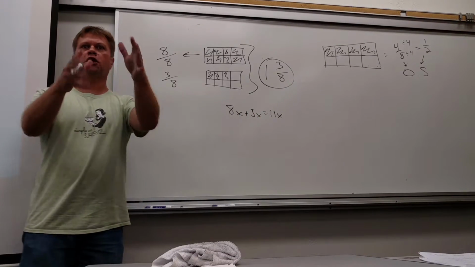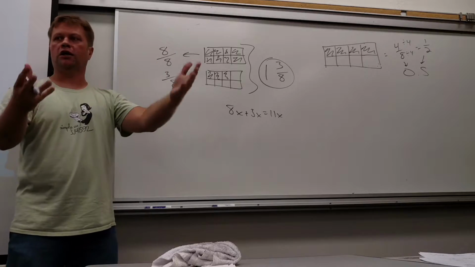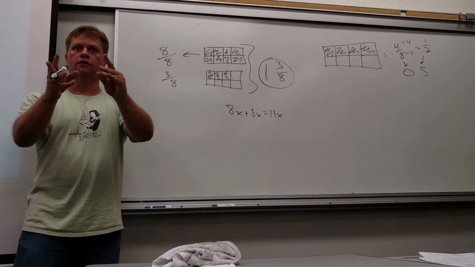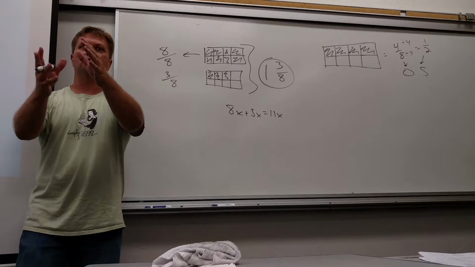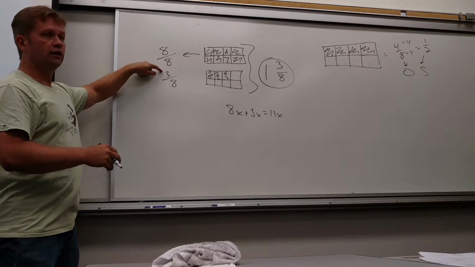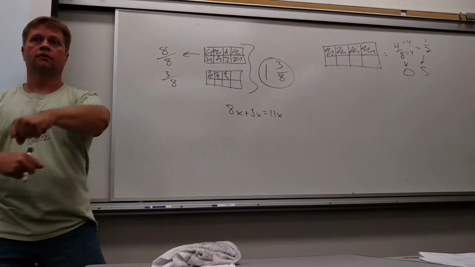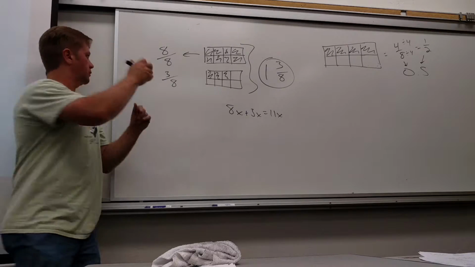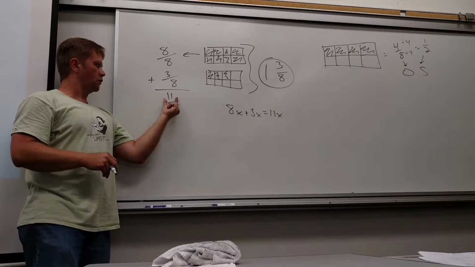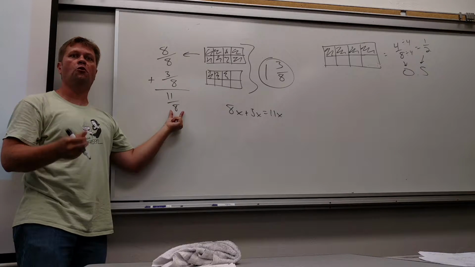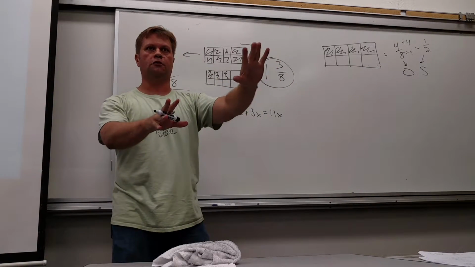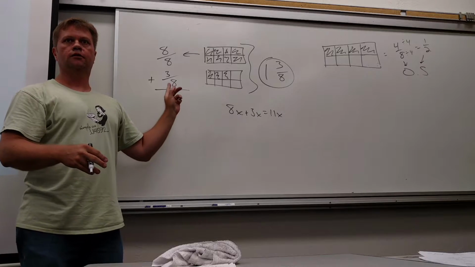Is that cool? 8 chairs plus 3 chairs is 11 chairs. Not 11 double chairs, right? 8 pineapples plus 3 pineapples is 11 pineapples. 8 eighths plus 3 eighths is 11 eighths. Period. Is this more than 1? Yes. In fact, how much more than 1 is it? 3. There's a whole one and 3 more beyond it. 1 and 3/8 is the same thing as 11/8.